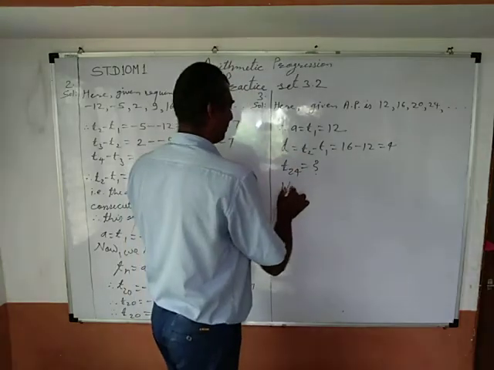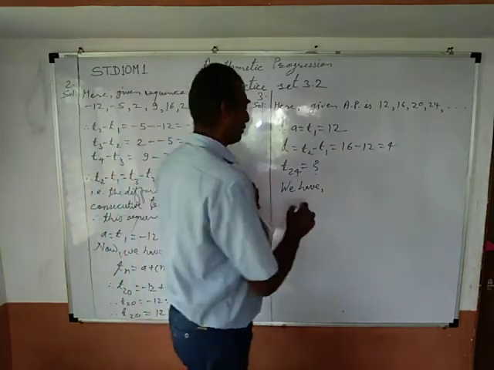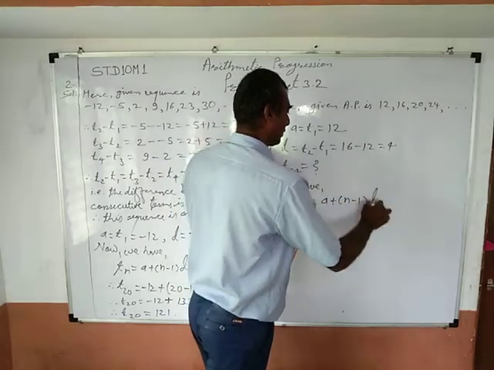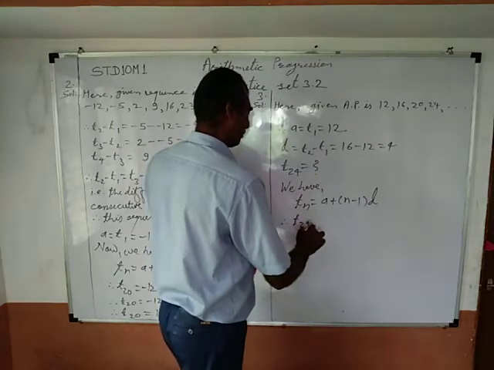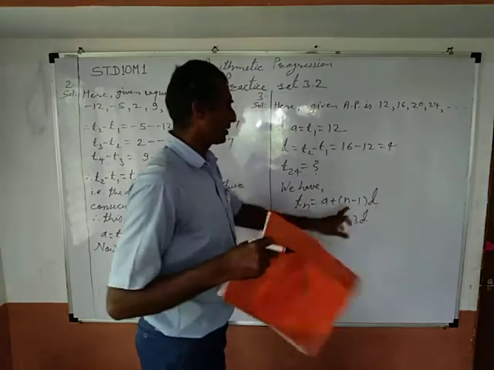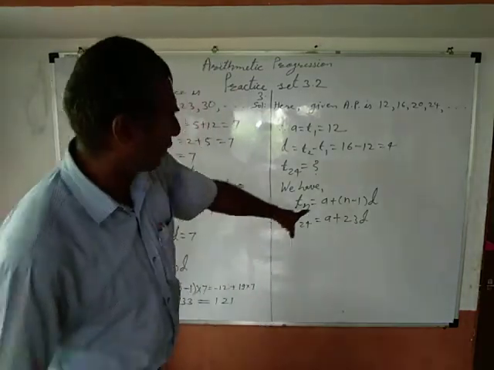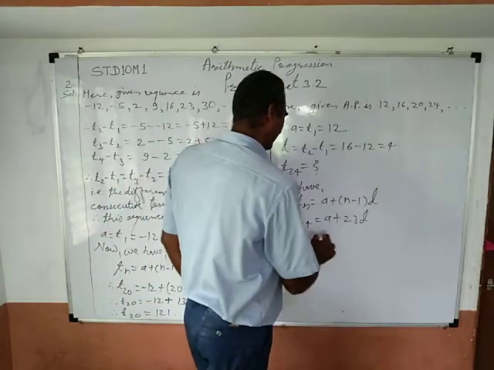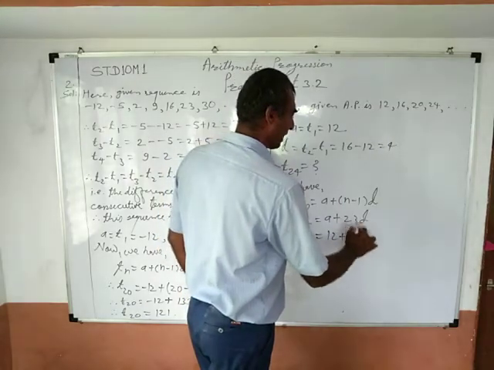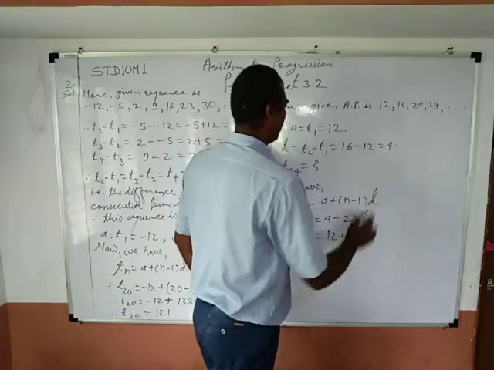We have a formula to find the nth term, and that formula is Tn equals A plus n minus 1 into D, and therefore T24 equals A plus 23D, because n minus 1 means 24 minus 1 gives us 23. T24 equals A plus 23D equals value of A is 12 plus value of n minus 1 is 23 into value of D, which in this case is 4.